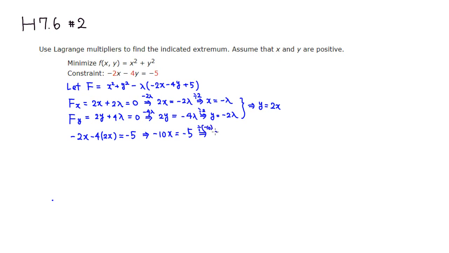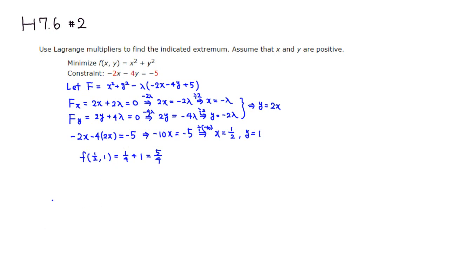So x is going to be equal to negative 5 divided by negative 10. The negative sign goes away, and 5 over 10 is 1/2. So x is 1/2, and y is twice as big, so y is just equal to 1. Then to find the minimum value, we just have to plug in x equals 1/2 and y equals 1. So 1/2 squared is 1/4, plus 1 squared is 1, so it's going to be 5/4. So the minimum value is 5/4 at 1/2 comma 1.